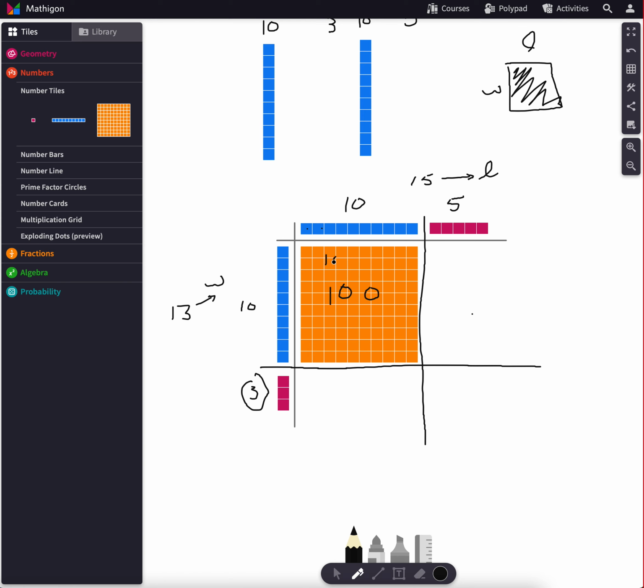I'll write how we got there. Okay? And then we take 10 and we multiply by 5. And what do we get? Well, it looks like we get 50. We know it's 50, right? 10 times 5 is 50. Why is it 50? Because a 1 times a 10 gives me 10, but it happens 5 times.